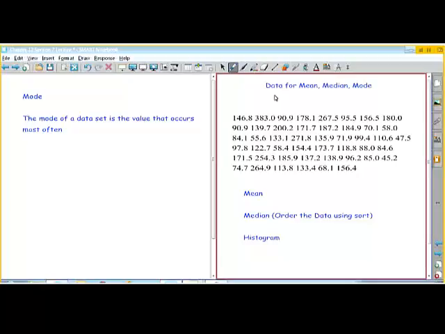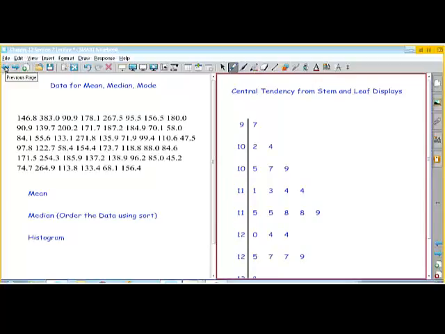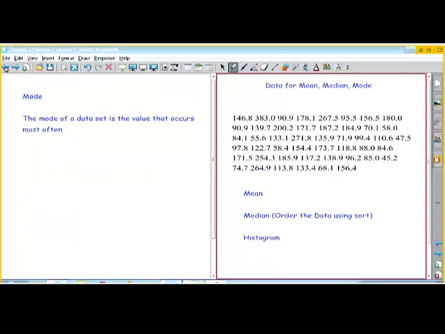Okay, so here's a bunch of data to calculate the mean, the median, and to do a histogram of the data. So the question is, how are we going to do this? I think I have, let me just move one page ahead here. Okay, that's not it, yeah, that's using stem and leaf plots.